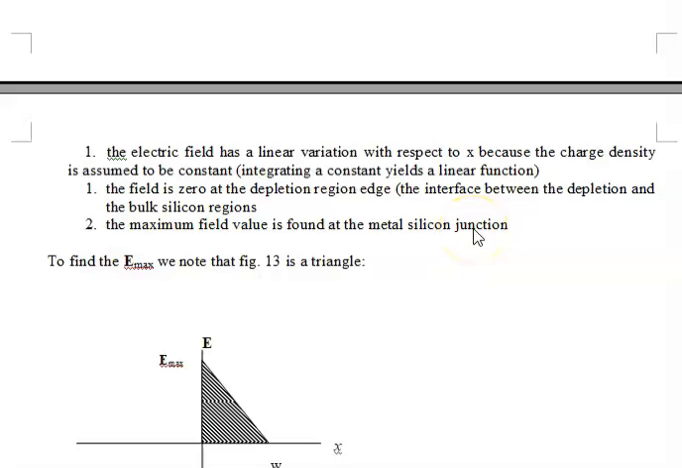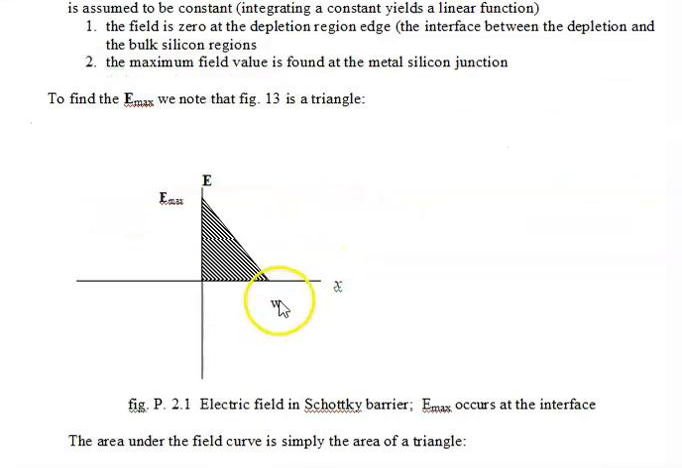And oh, that's what I say. Here the electric field has a linear variation with X, because the charge density is constant. Okay, good. And the field is 0 at the depletion region edge. That's right here. The field is 0 in the quasi-neutral region. The edge of the depletion region is the point right there.